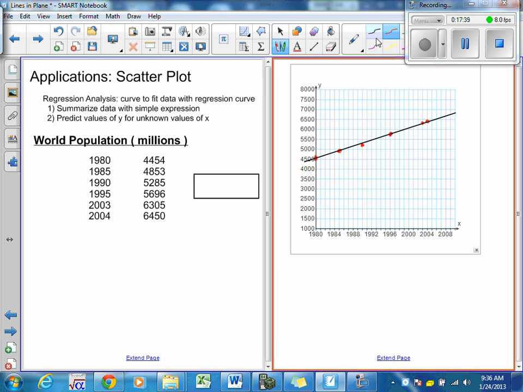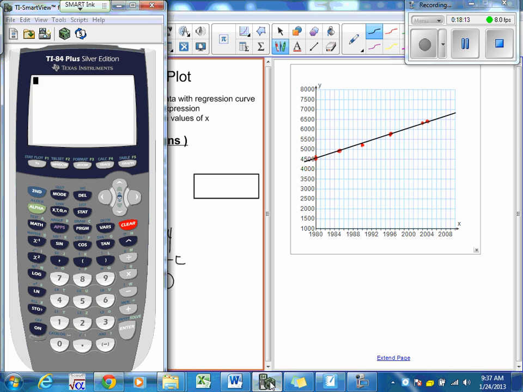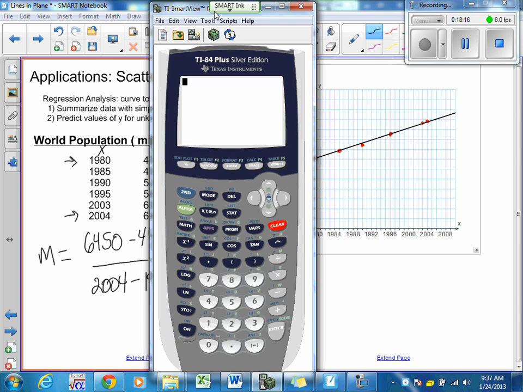So we can find an equation. So first we need to find the slope. We need to pick 2 points. I'm going to pick 2004 and 1980. I'm going to pick the 2 outside points. You could pick the 2 inside points. You want to pick 2 points. So this is my x. This is my y. So I have 6450 minus 4454 divided by 2004 minus 1980. So let me do this on the calculator. Figure out what our slope is.